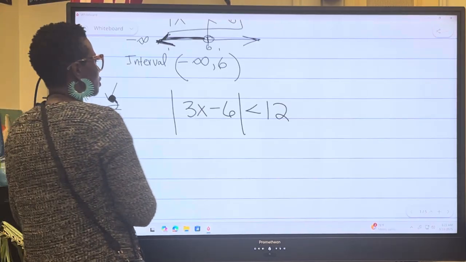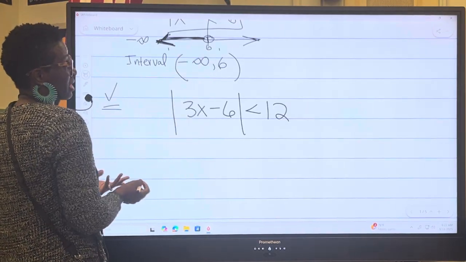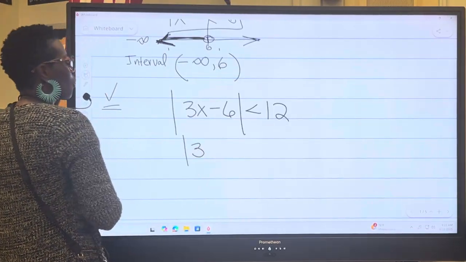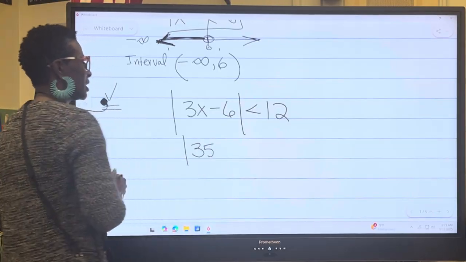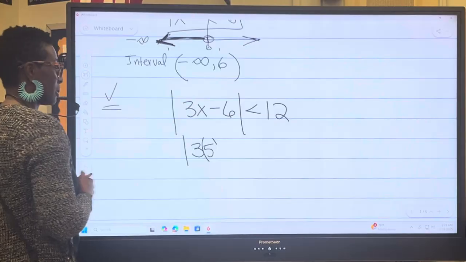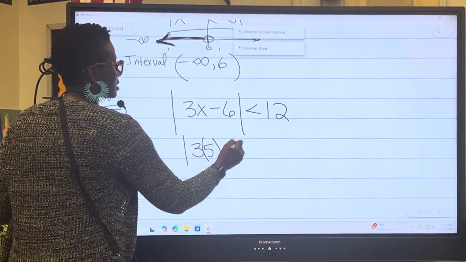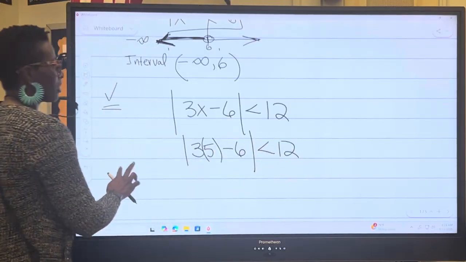All right, so I'm going to plug in. I'm saying that any number between here, we said 5, so let's plug in a 5 and see if we shaded the right region. So now we got the absolute value of 3. What am I going to do in place of x? I'm going to put a 5 like this? No, we're going to put parentheses because that's multiplication, right? Then we're going to have minus 6. Close that absolute value bar is less than what? 12.